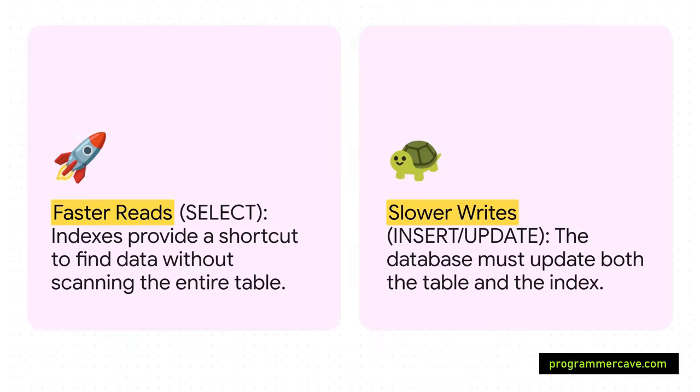But, and this is maybe the biggest trade-off of all, indexes come with a cost. They make reading data with select queries incredibly fast, but they make writing data, doing your inserts, updates, and deletes, slower. And why is that? Well, because every time you change the data in a table, the database has to do the extra work of updating the index too. So if your Go application is very write-heavy, like maybe it's logging a ton of events, having too many indexes can actually become a serious performance bottleneck.